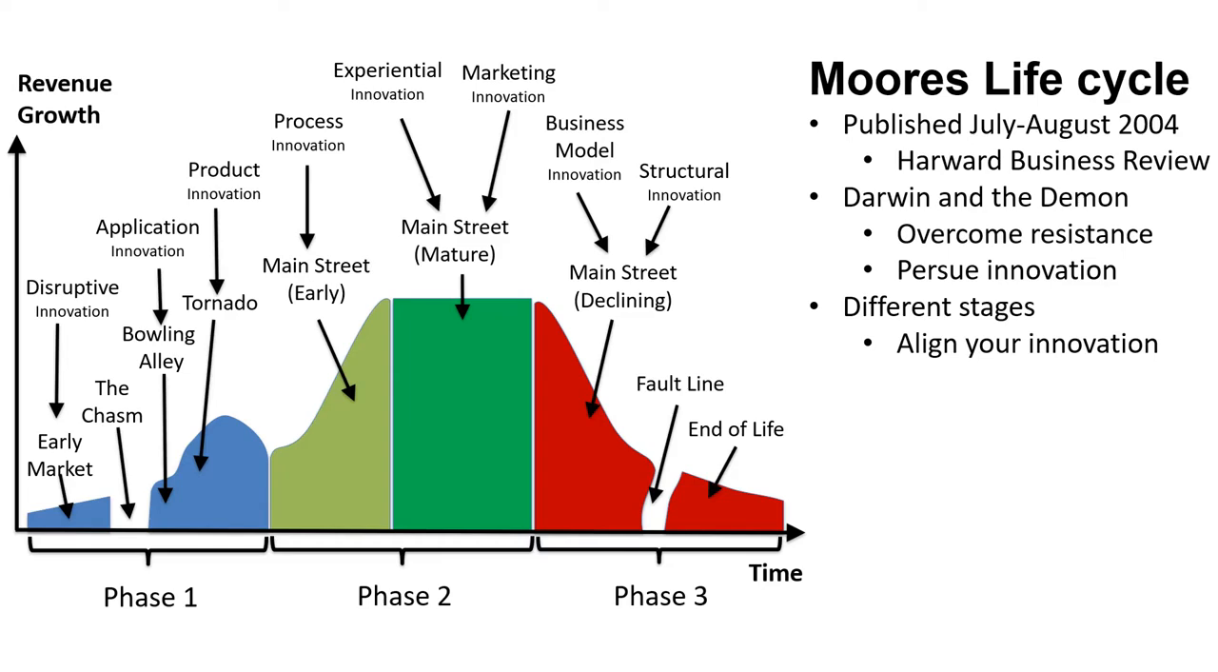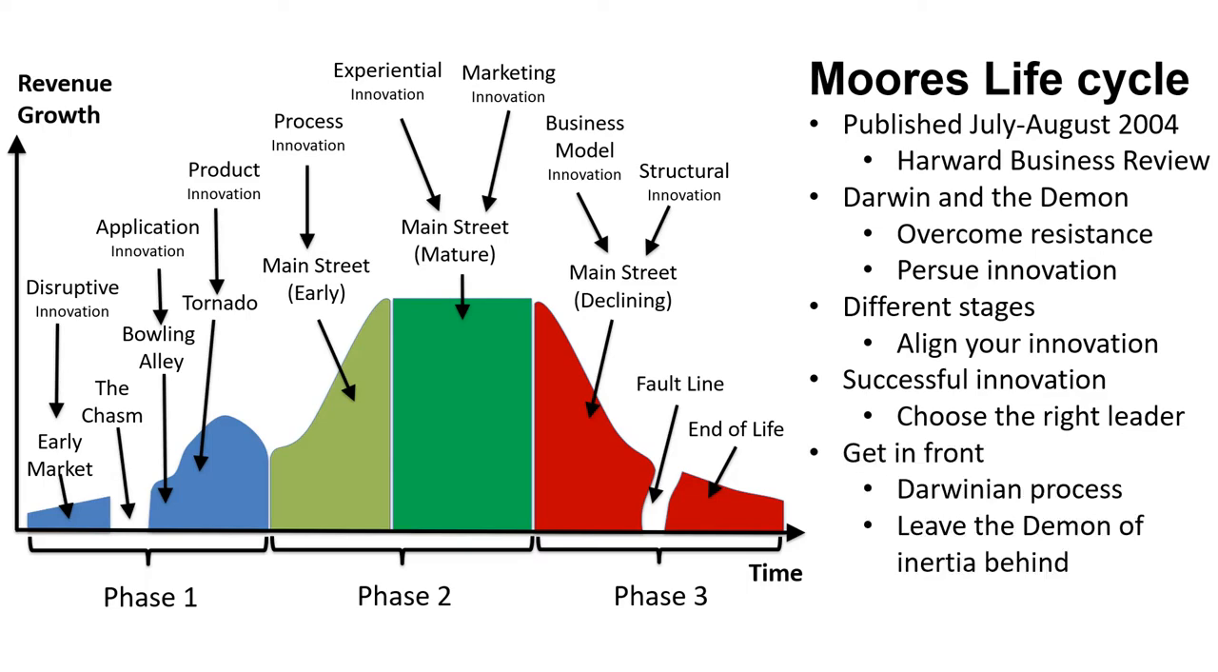Moore's model contains different stages in the market life cycle. You have to align your innovation with each of these stages. To have a successful innovation in the different stages, you must also choose the right leader and sponsor for the innovation project. You have to get in front of this Darwinian process and leave the demon of inertia against innovation behind you.